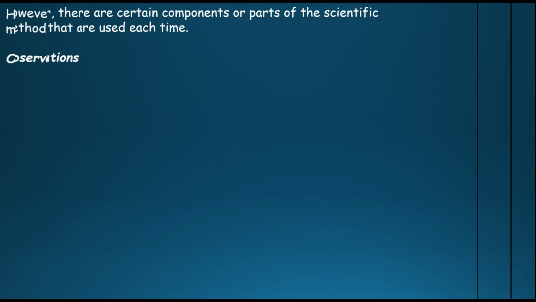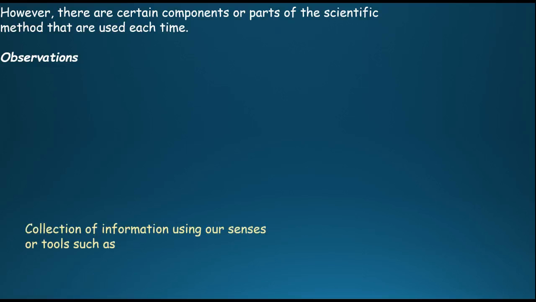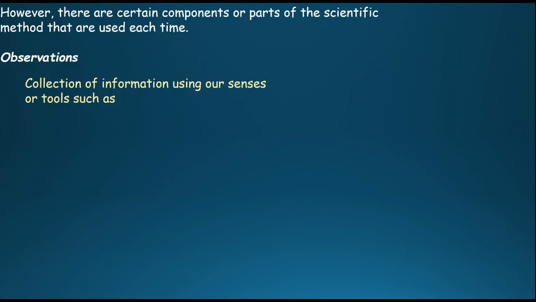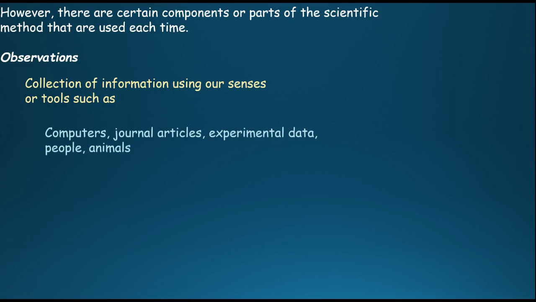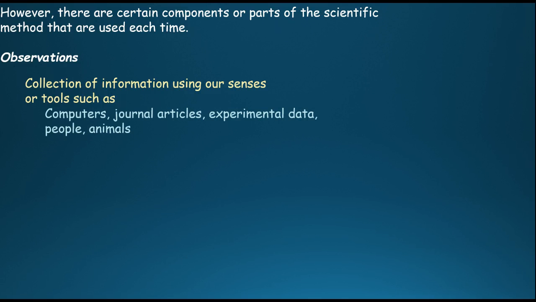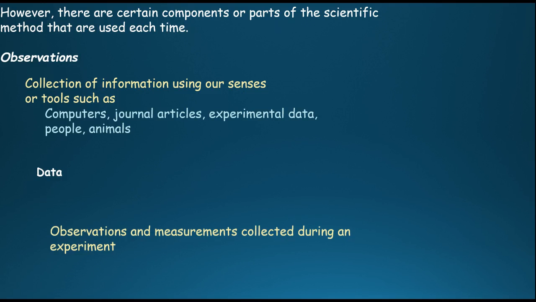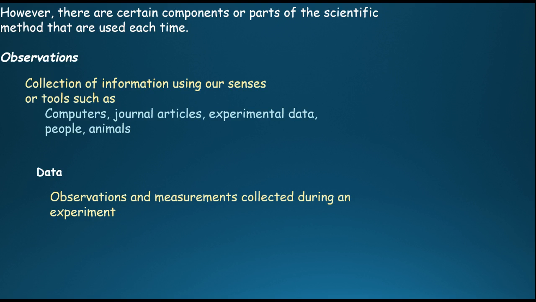But there are some aspects of the scientific method that are used every time, and one of those is observations. Now, observations is a collection of information using our senses or tools such as computers, journal articles, experimental data, people, animals. Anything that we can observe and collect information would be observations. Now, we can also have data as part of our observations. These are observations and measurements that are collected during an experiment.